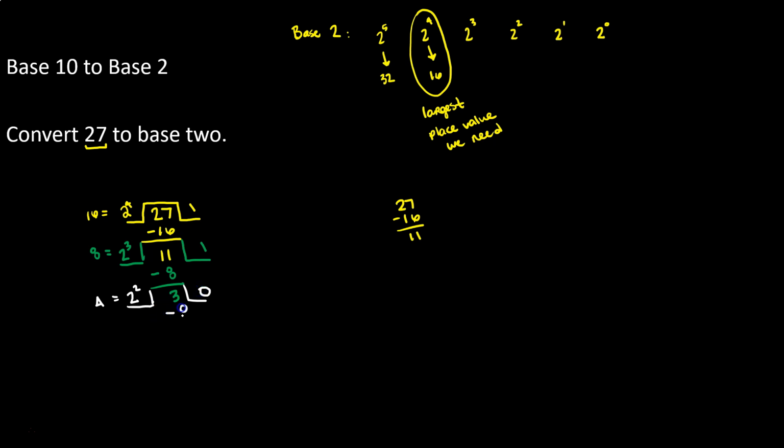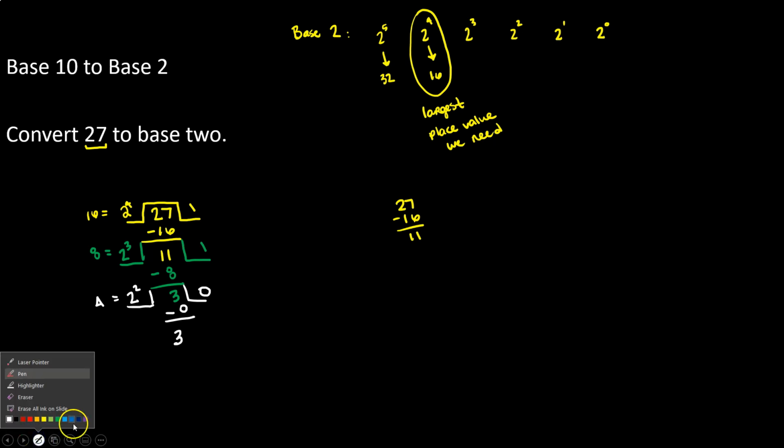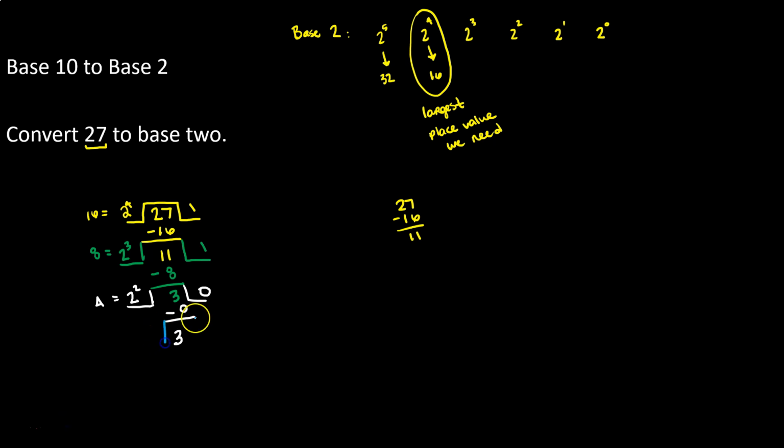I would technically subtract 0 and bring down the 3 and build a new house. The next place value is 2 to the 1st power, which is just 2. 2 fits into 3 just once. I subtract the 2 out, and I'm left over with 1. And then we build a new house.